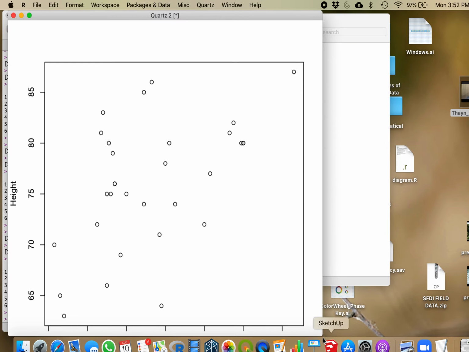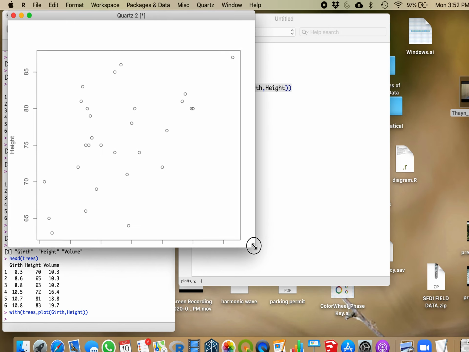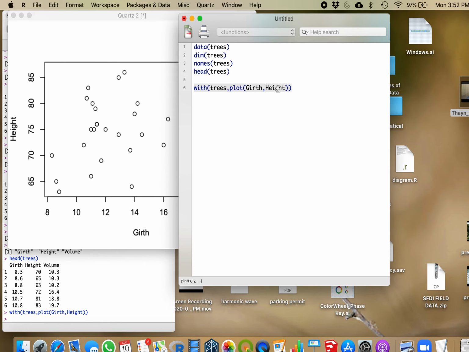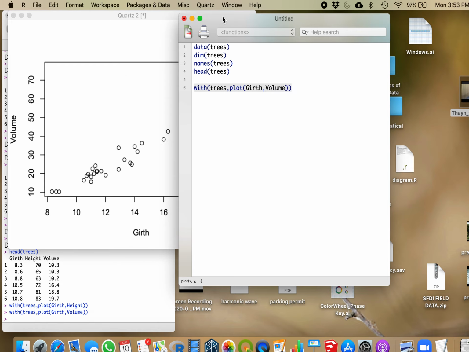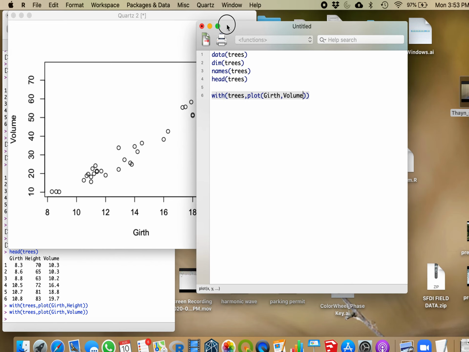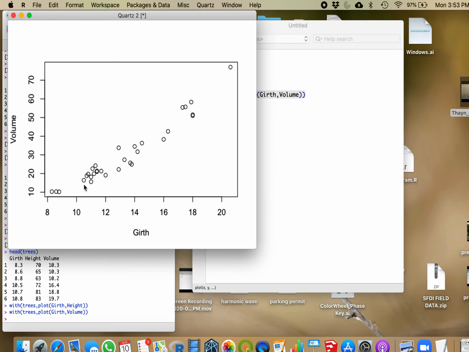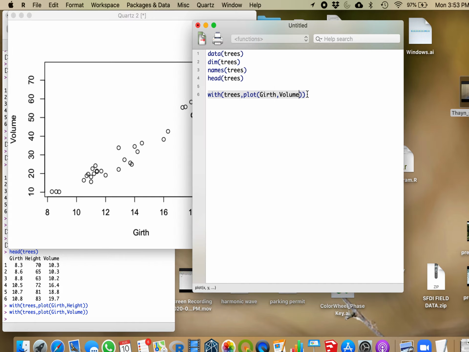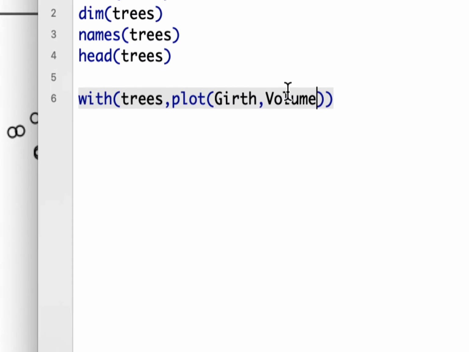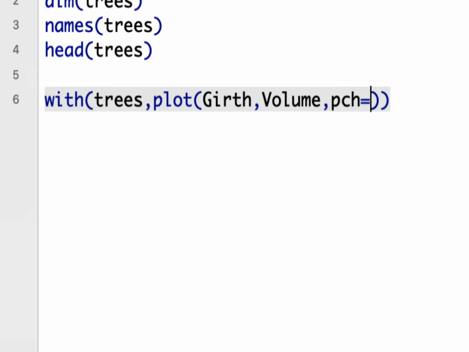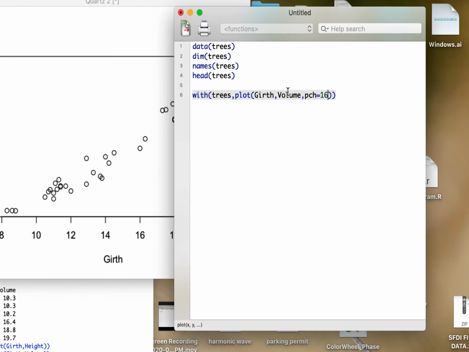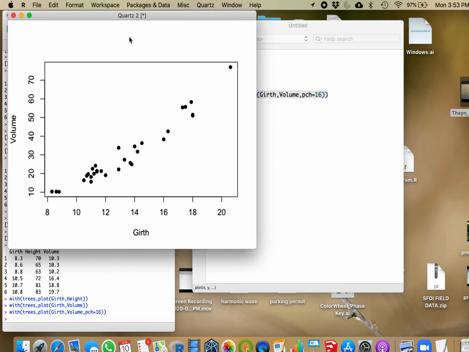Which it has done. That's not a very tight relationship, is it? Let's look at girth versus volume, how round the tree is versus how much lumber it has. Ooh, that's a much tighter relationship. Okay. So we clearly have a tight linear relationship here between these two variables, right? This is just personal preference, but I like it better if the dots are filled in. I think they are easier to see that way. So I'm going to change my point character to 16 instead of the default, and that fills the dots in.